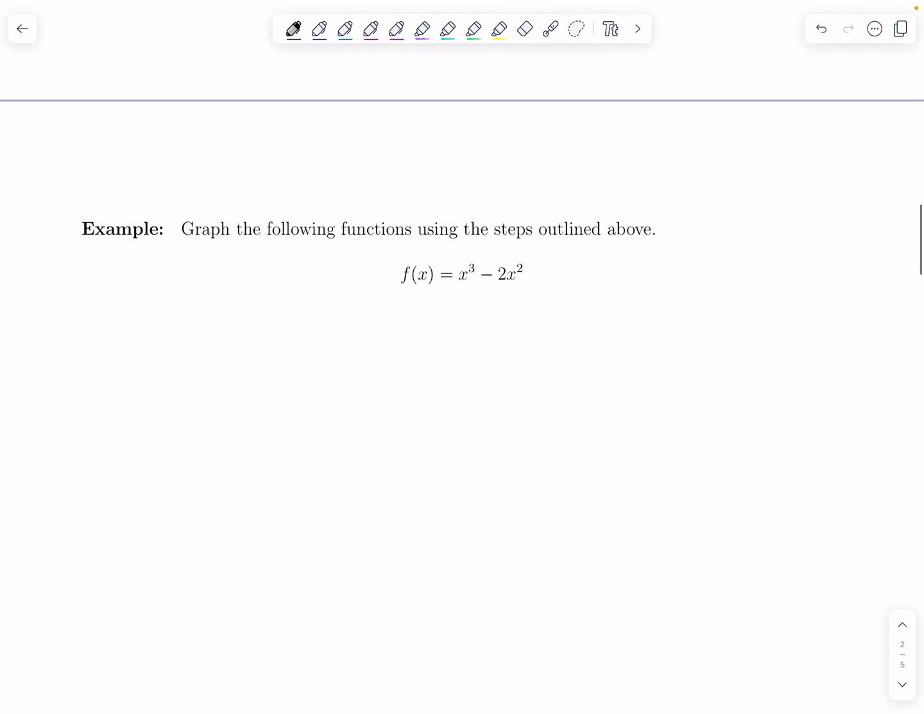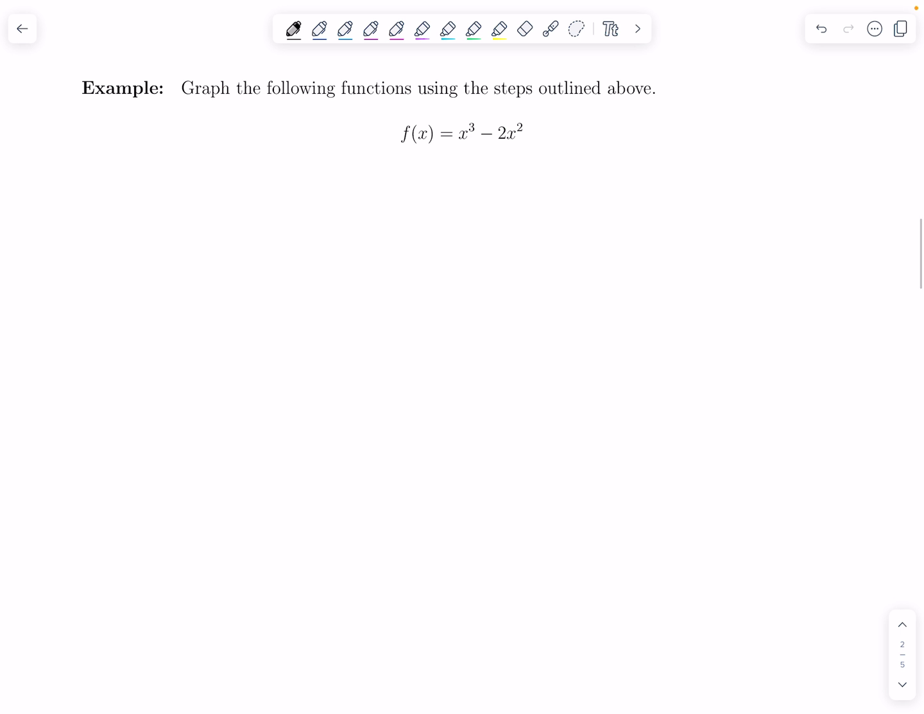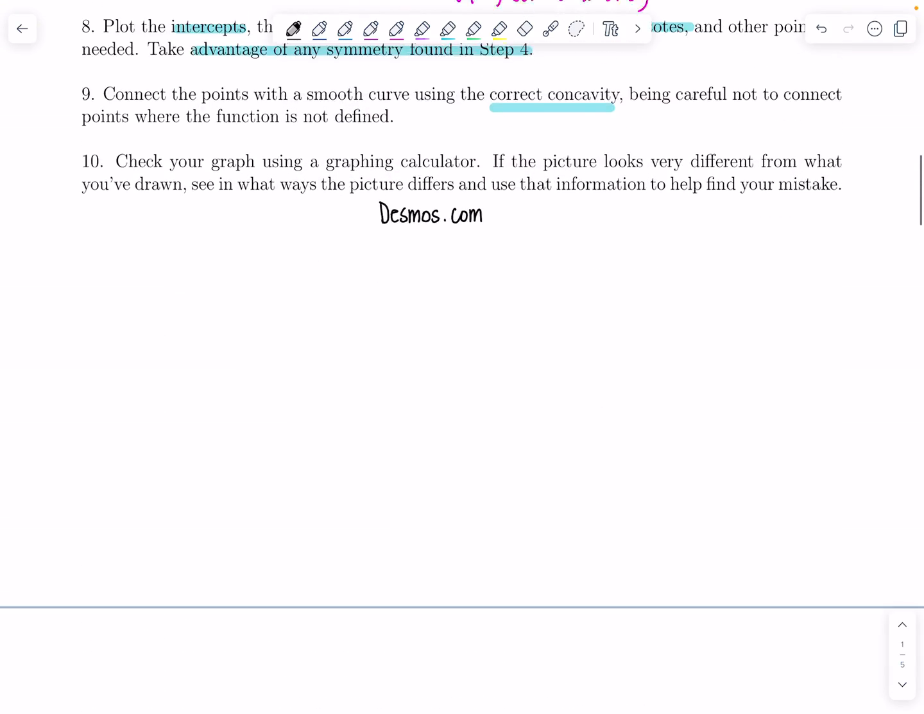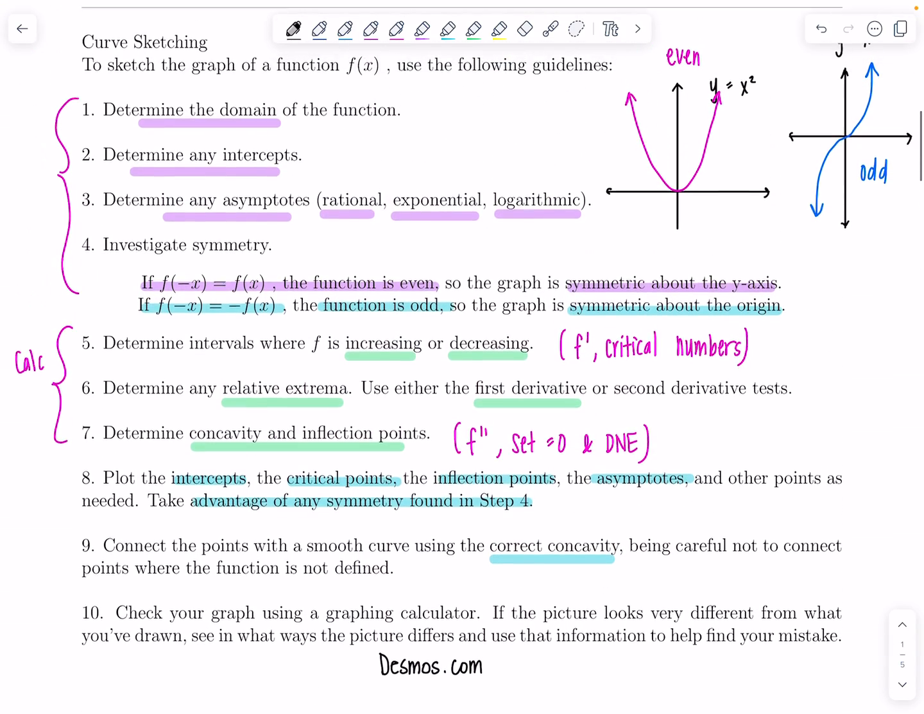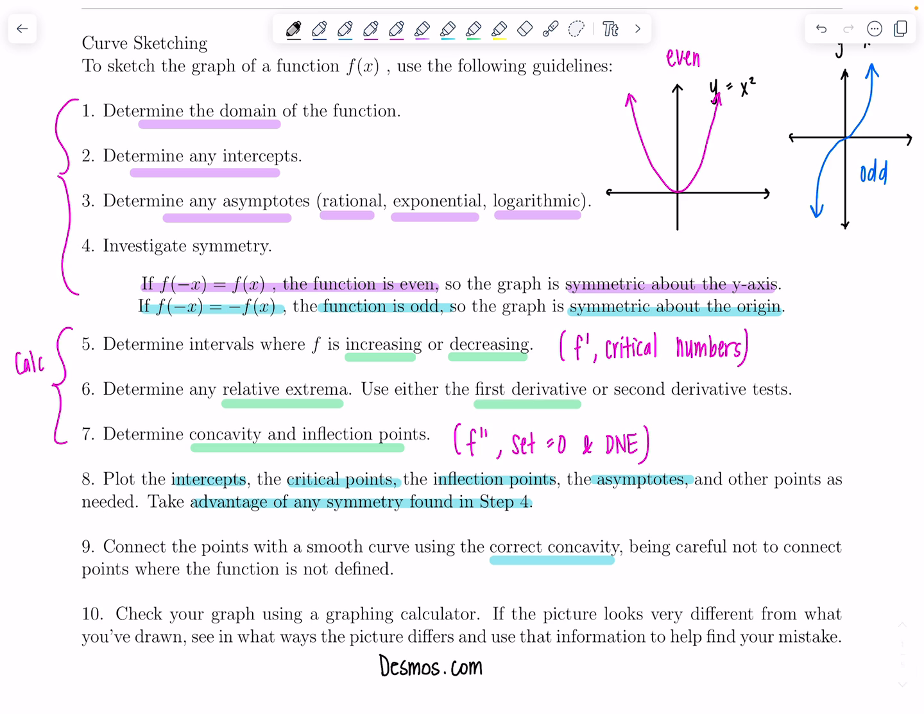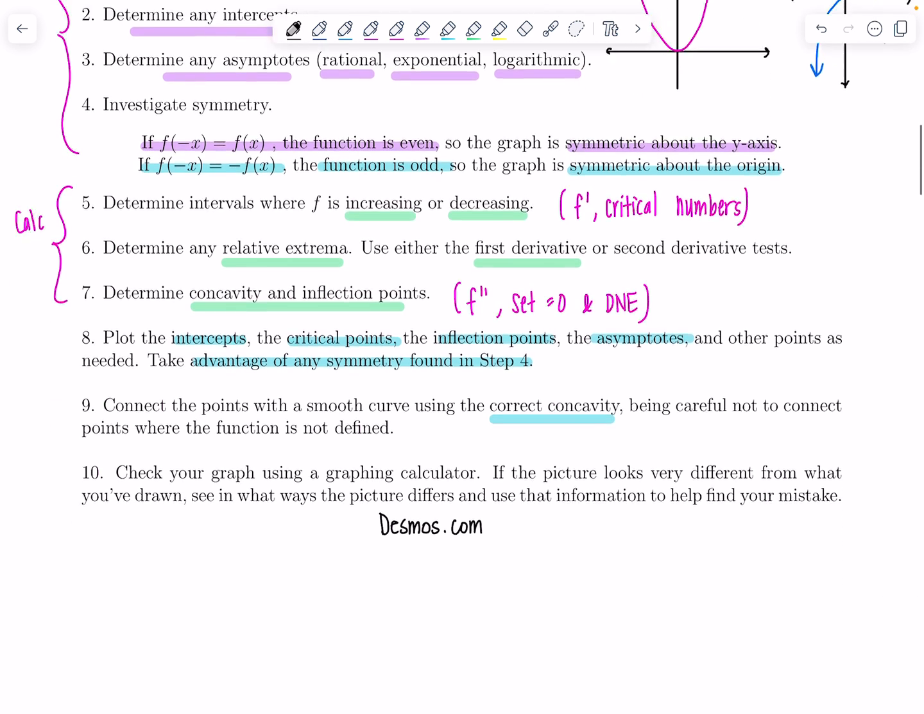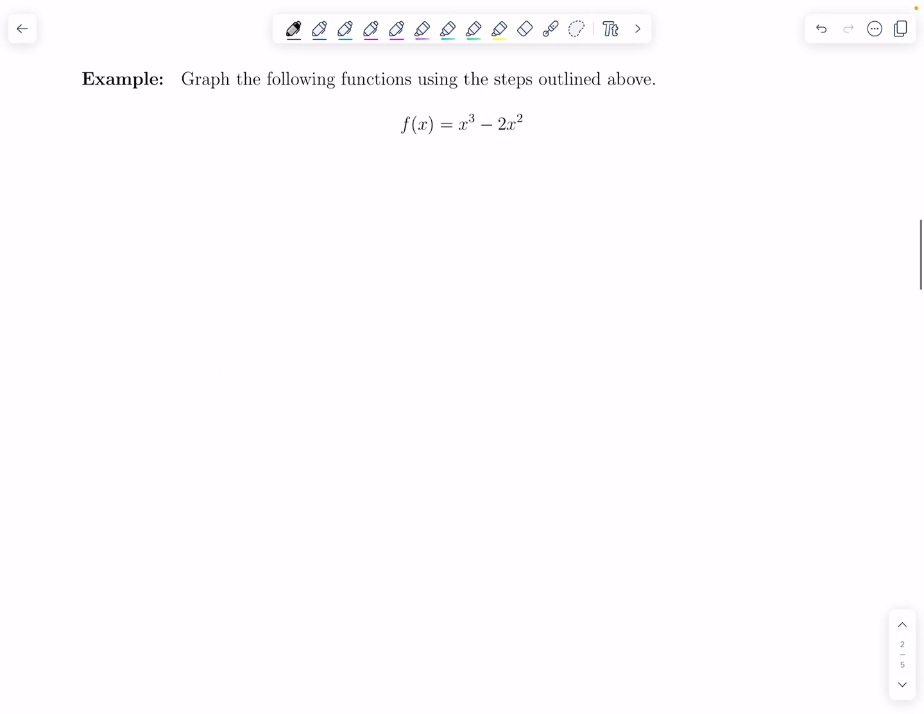I've got 2 examples. Nothing excessive. So we're going to use the steps outlined above. Let me scroll up so you can take a screenshot of all of the steps. Got it? Because I'm just going to refer to them. Okay, here we go. So f of x is x cubed minus 2x squared.